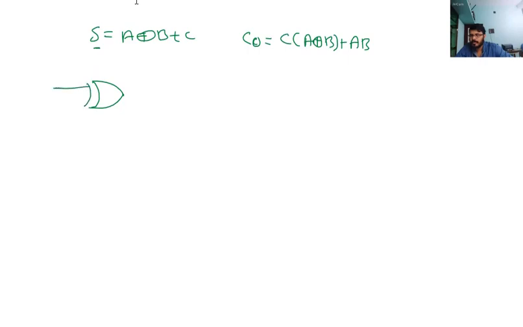To this XOR gate, I am giving A and B as inputs. A and B are the input. So the output will of course be A XOR B. Now this is given to another XOR gate. So you have another XOR gate here, and you will have a C from here. So this is your input C.